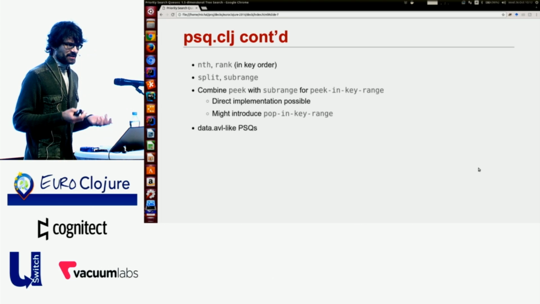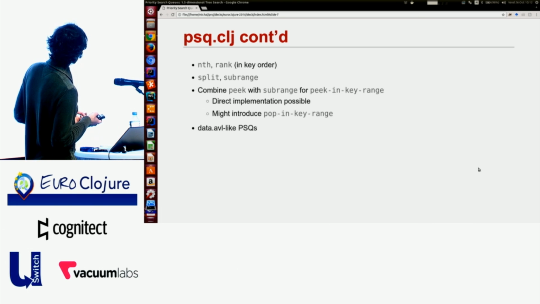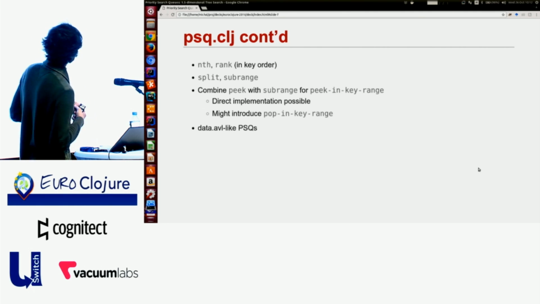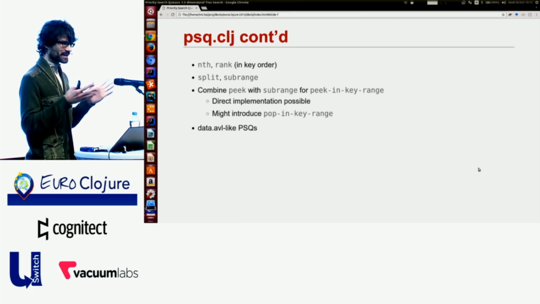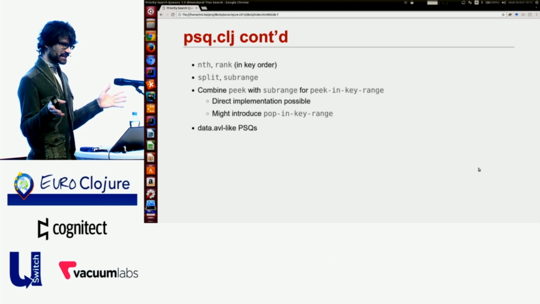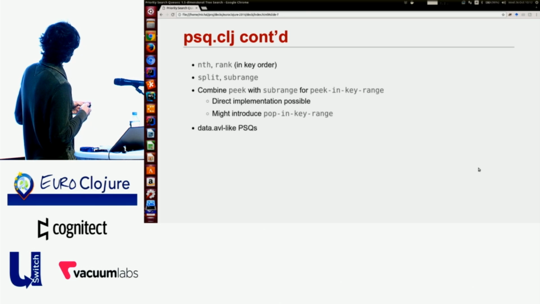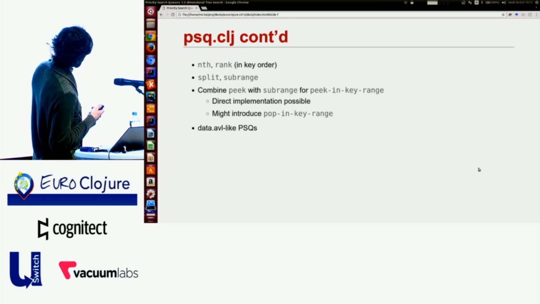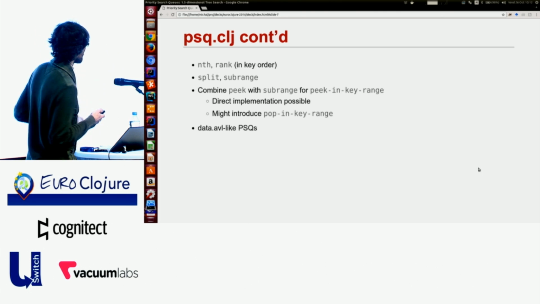So similarly here, I wanted to get the ADT as rich as possible, and so PSQCLJ priority search queues also support nth. They also support rank, which is the inverse of nth. They support split and subrange, and we'll see shortly what that means. But roughly, it means that you can slice them so as to discard entries that fall outside a certain key range, and then you get back an independent priority search queue. And since we have subrange, we can combine peek with subrange to get peek in key range, mentioned earlier.